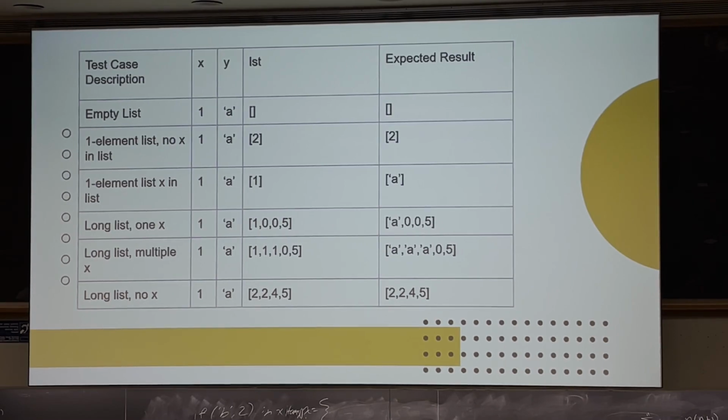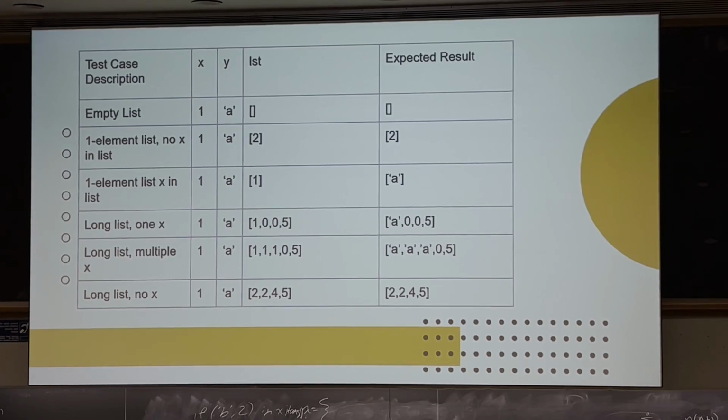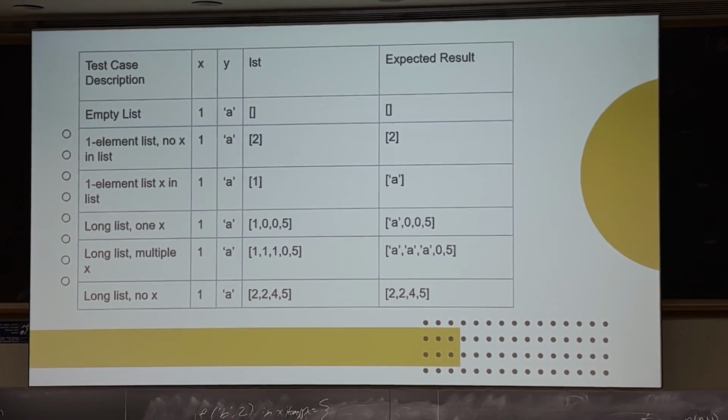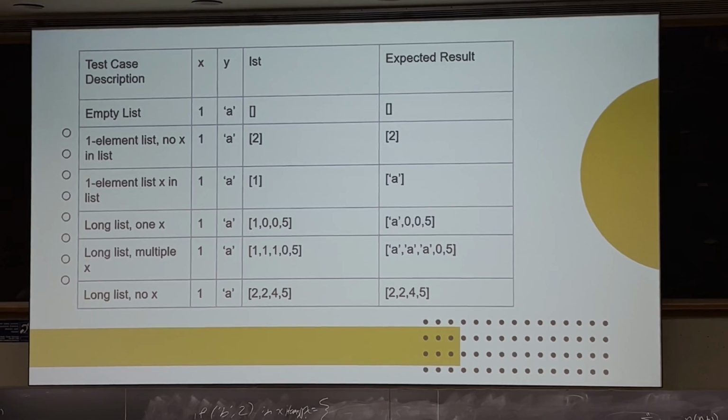You guys mentioned a good amount of them. Someone mentioned both cases: the one case, and then many cases. Obviously, we can have only one occurrence of x in the long list. We can have multiple cases of our x in our long list, in which we have to replace our y, and there could be the case where there's no x's at all. Of course, we can never forget about the empty list. That's always our zero case.